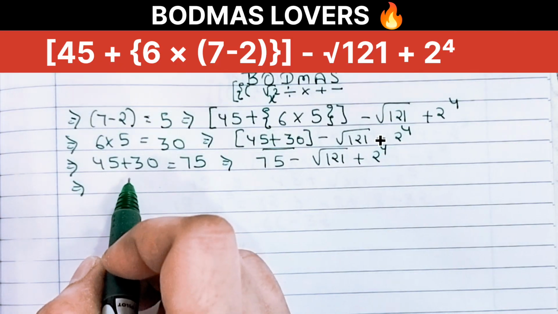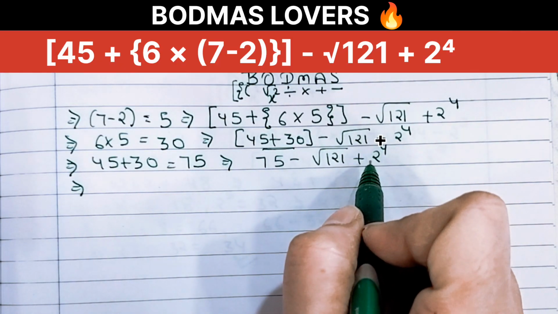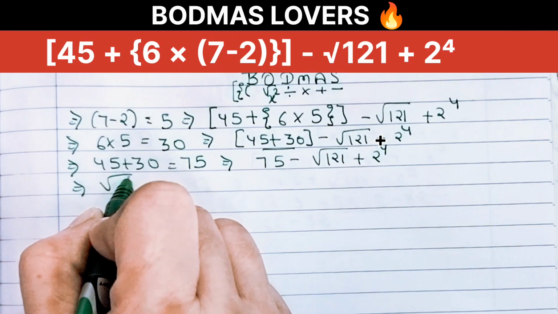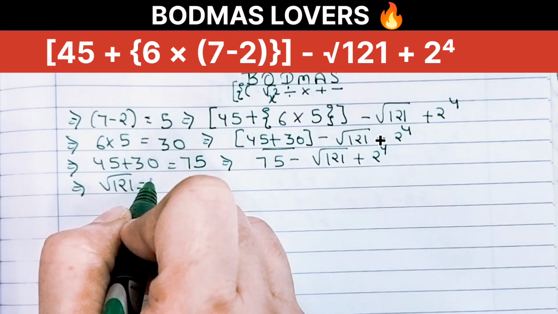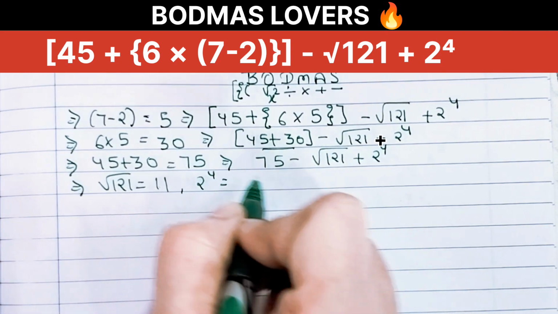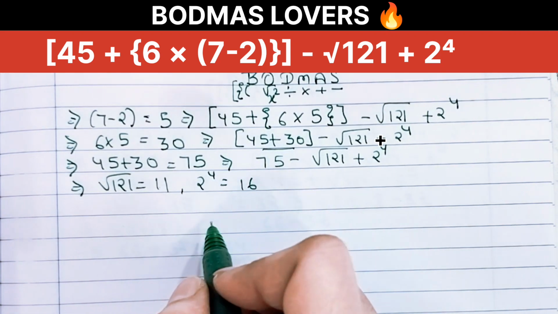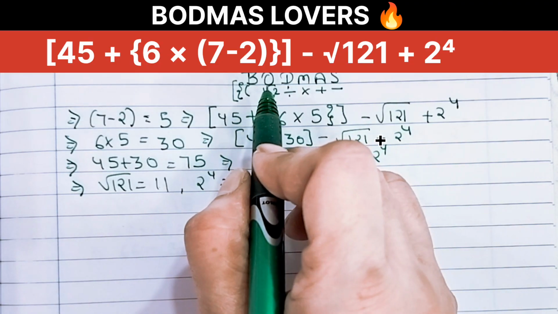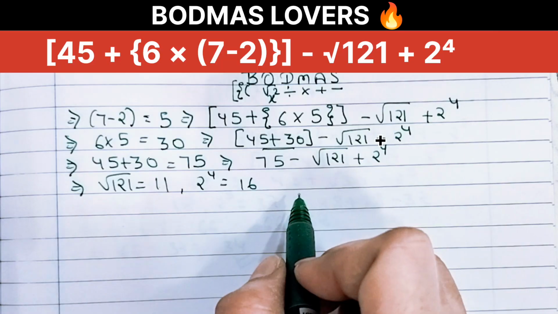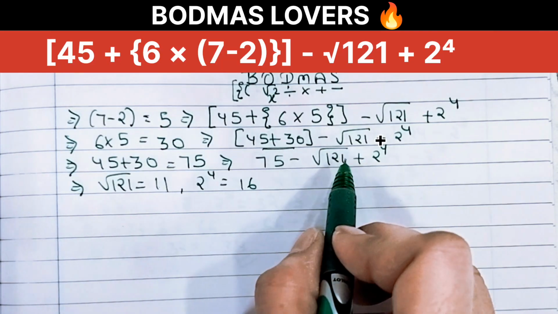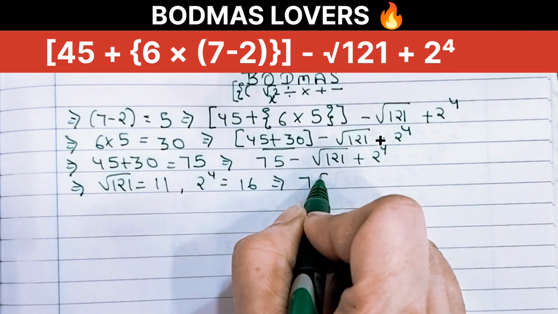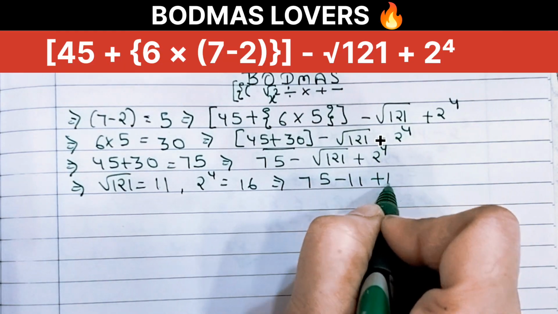Now the next step, evaluate the order: exponents and then roots. Find the value of the square root, which is root 121. Since we know 11 multiplied by 11 is 121, the root is 11. And then 2 power 4, which is 16. The O in BODMAS stands for order, which includes powers, exponents and roots. This must be handled before standard arithmetic operations like addition and subtraction. So now the current expression becomes 75 minus 11 plus 16.